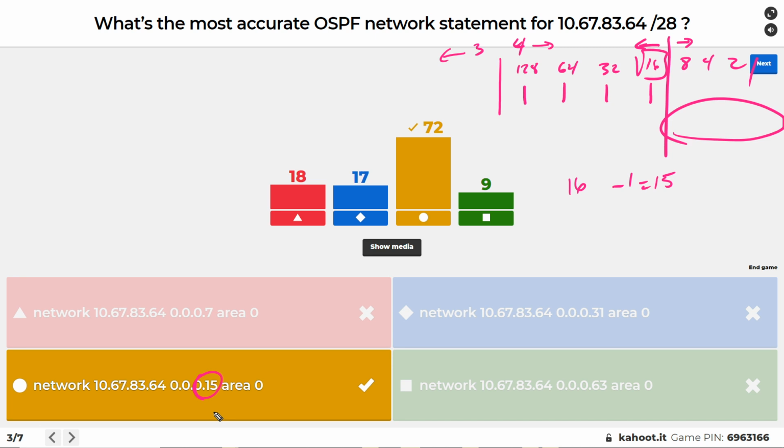So if you're brand new to OSPF network statements or wildcard masks and that kind of stuff, don't sweat it. There's several things that went into that, but that is the correct answer, and that's one quick way of getting there. The block size minus 1 for that octet would be the wildcard mask for that octet.